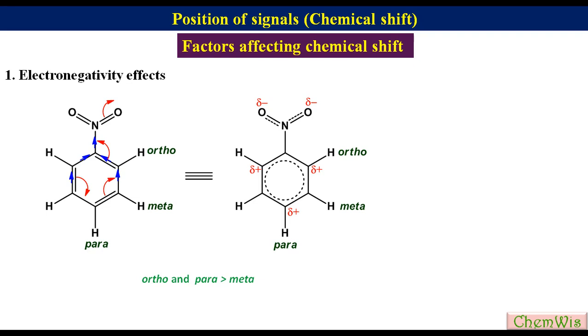Ortho proton will be more deshielded than para because of greater inductive effect as it is closer to the nitro group. So the order of chemical shift will be like this. The observed chemical shift values for ortho, meta and para are 8.19, 7.51 and 7.65 ppm respectively.